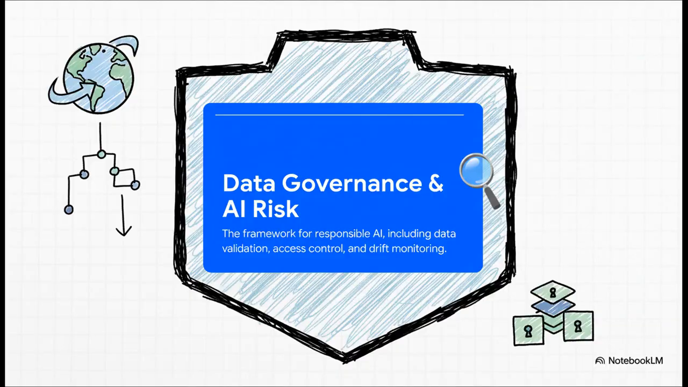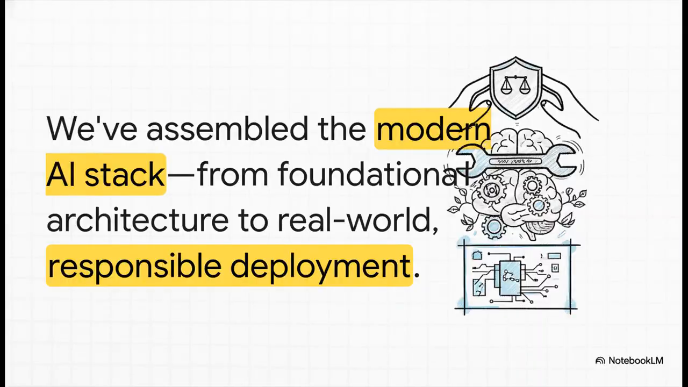And finally, all of this, the whole shebang, is wrapped in a framework of data governance and AI risk management. This is the non-negotiable layer. It covers everything from data security and who can access what, to making sure our AI is used responsibly, ethically, and legally. And there you have it.